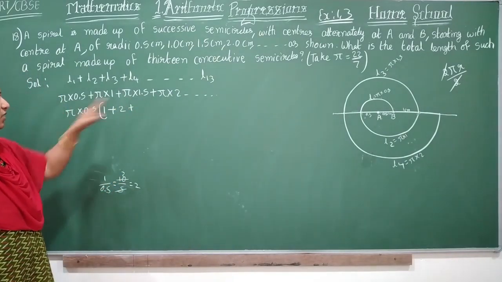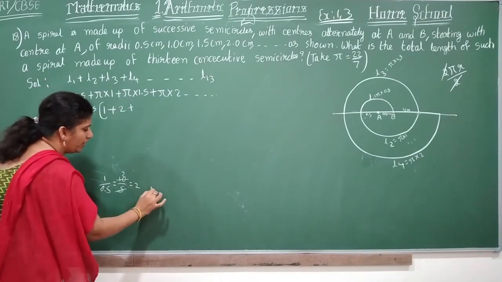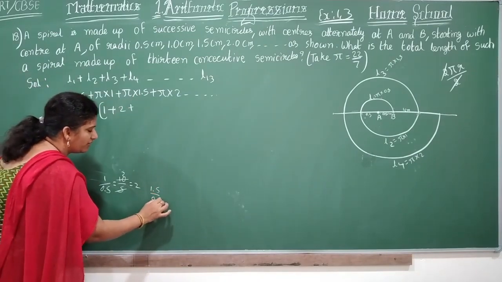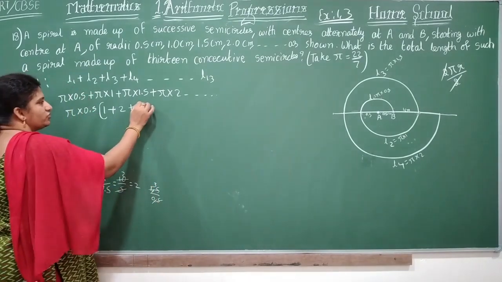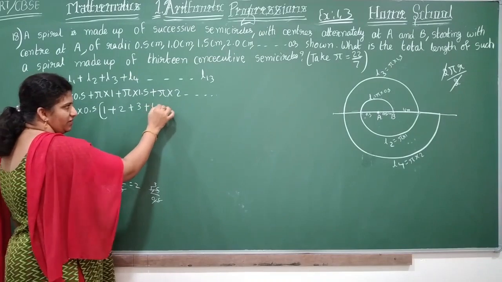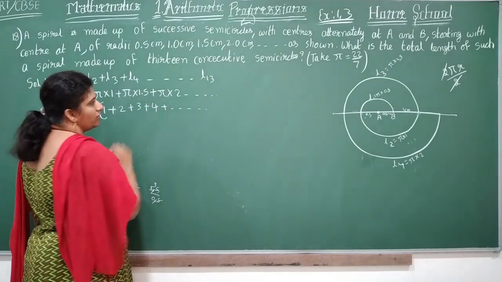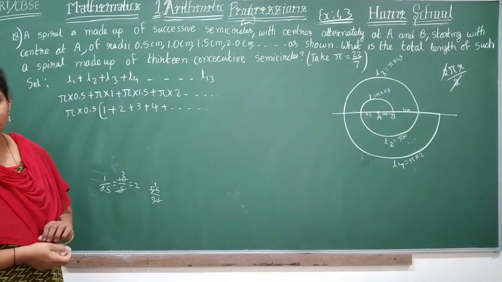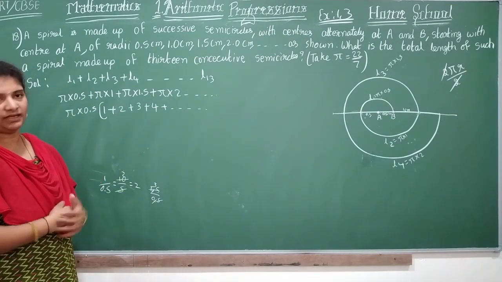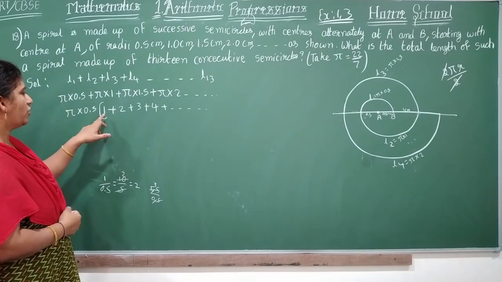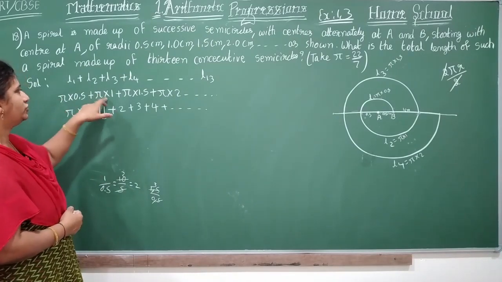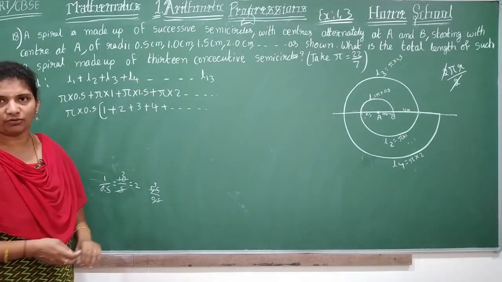So what happens here? 1.5 by 0.5. If you remove, what happens? 0.5 cancel. 5 3s are 15. So 3. Then it will be 4, and so on. Look here, children. How many spirals they have said here? 13 semicircles they have said. Right? So here 1, 2, 3, 4 like this we are counting, right?